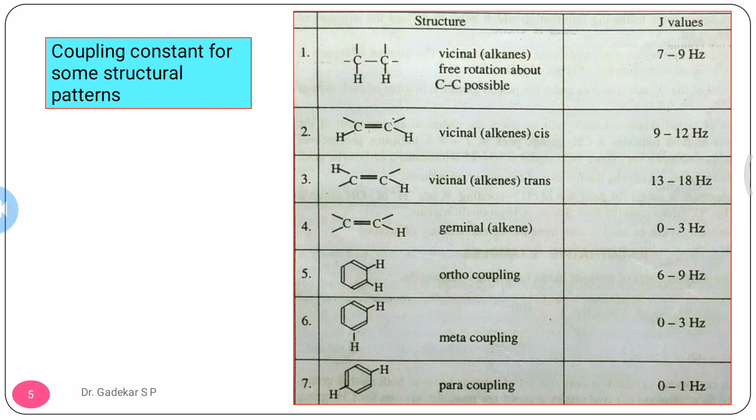Next, in this table we discuss structures and their J values. The J value is the coupling constant, for some structural patterns. First is vicinal coupling, three bond coupling. In vicinal alkanes, free rotation about the carbon-carbon bond is possible, and the coupling constant is observed near about 7 to 9 hertz.